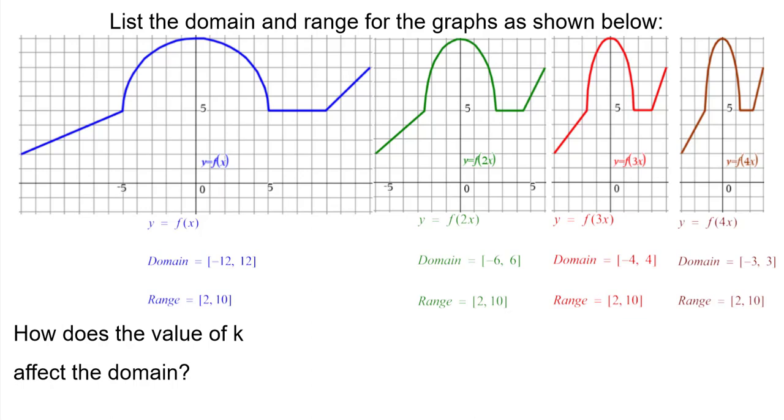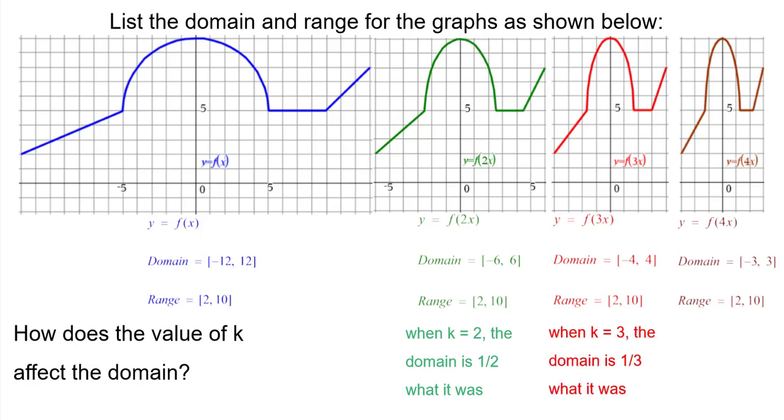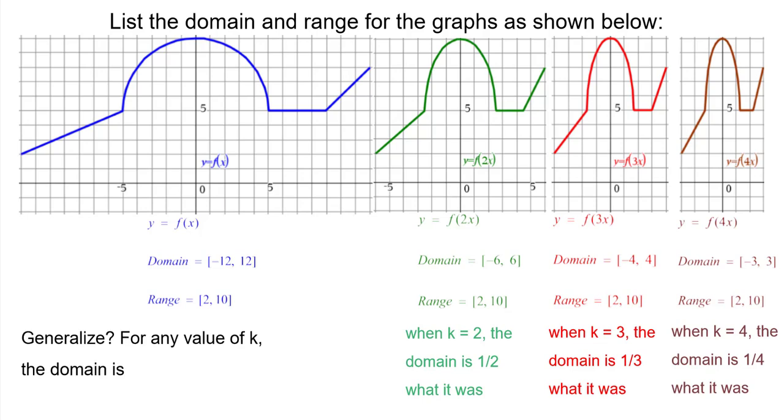How does the value of k affect the domain? When it was 2, it was half. 3 was a third. 4 was a fourth. So for any value k, the domain seems to be 1 over k times whatever it was before.